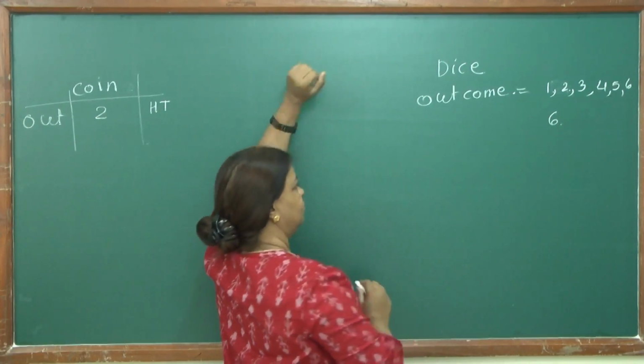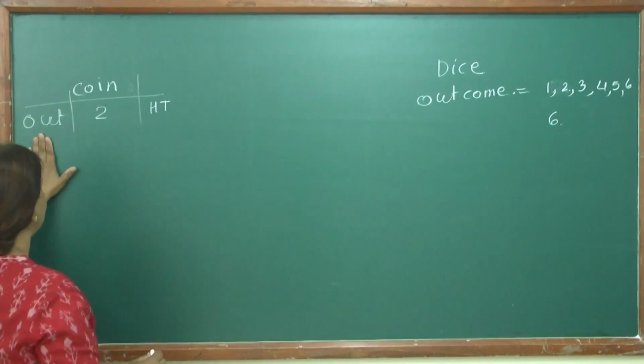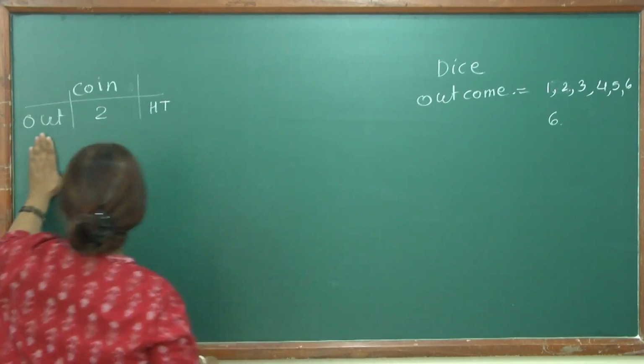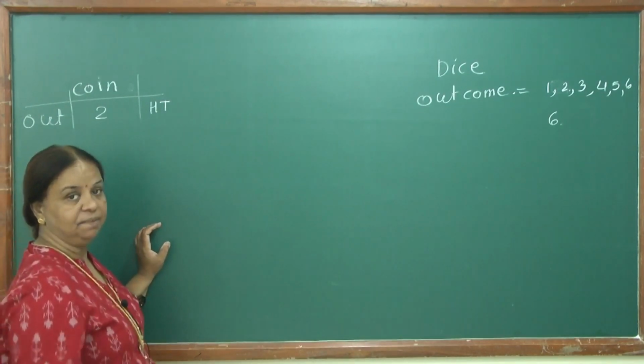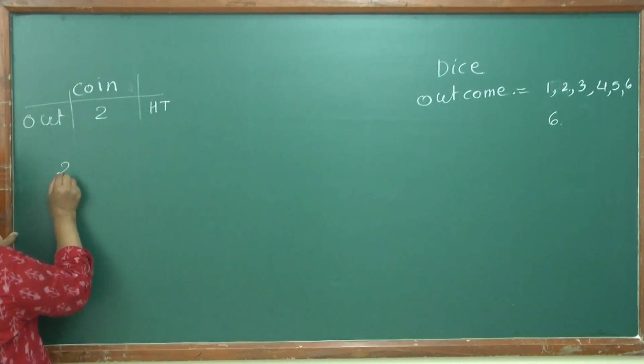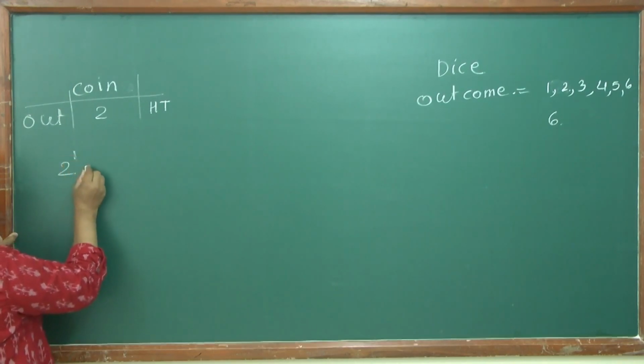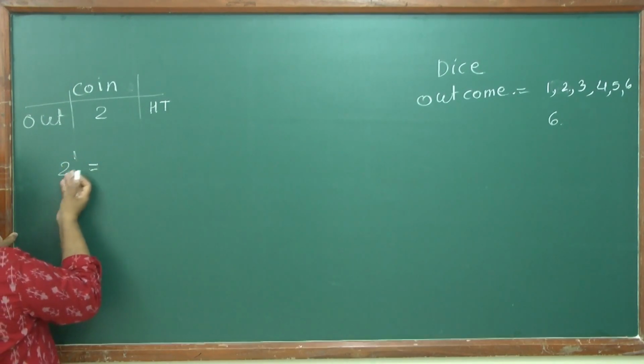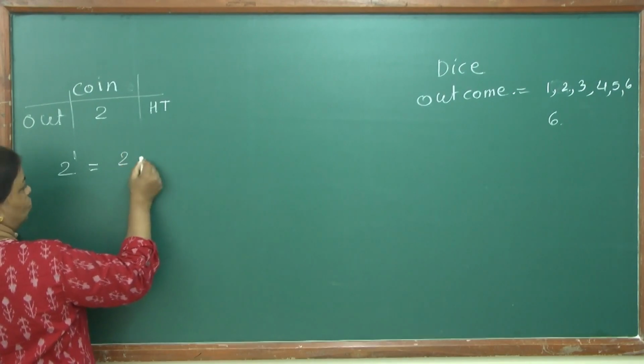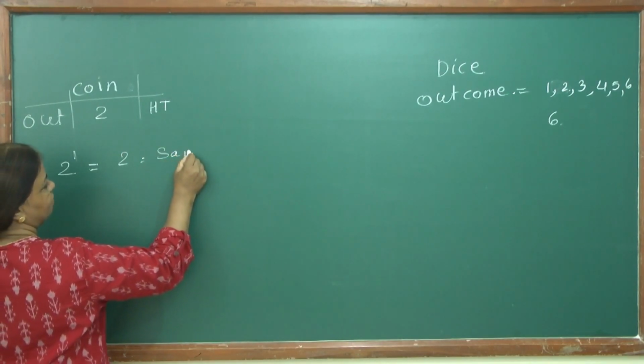Clear? Fine. So when one die is thrown one time, what will be the sample space? The sample space will be 6.